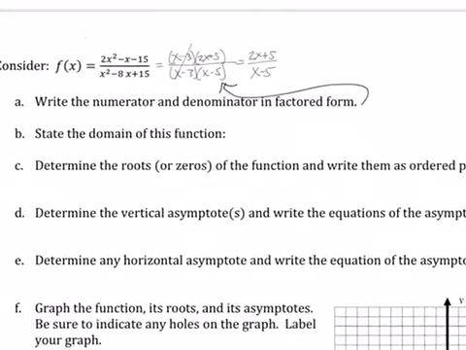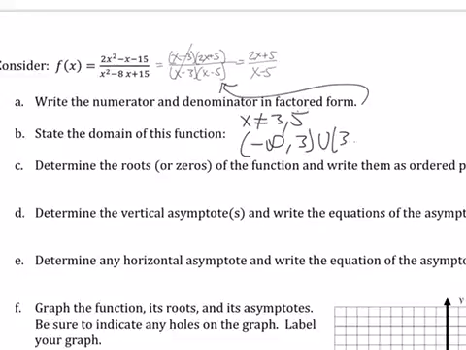The domain is all the numbers that do not make the denominator 0. What makes the denominator 0 is 3 and 5, so it can't be those. So our domain is going to be from -infinity all the way up to 3. We're going to have a gap at 3, go up to 5, have another break, and we need a union, and from 5 to infinity.